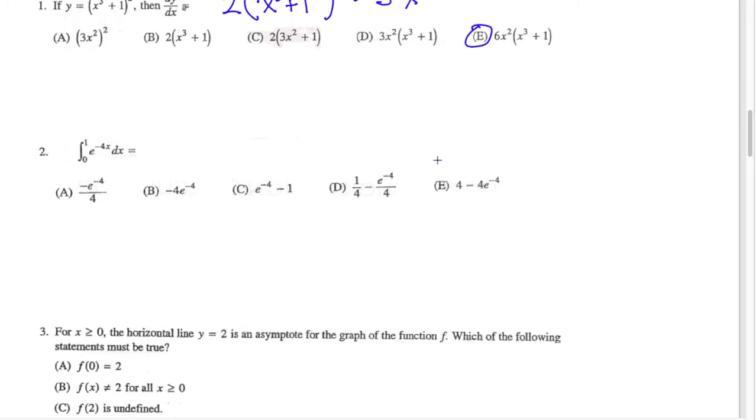All right. Definite integral, number 2, of e to the negative 4x. Okay, how do I do this?